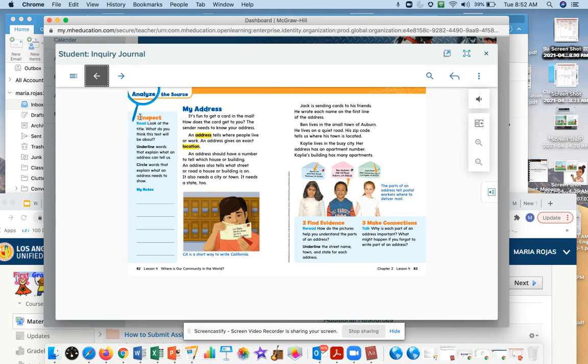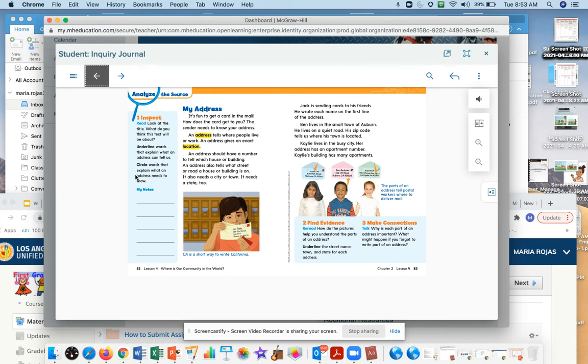Okay, so we're going to go over these three things that we need to use when we are analyzing a text. So we're going to inspect. We're going to read and look at the title. What do you think this text will be about? My address is the title. If you said you think this is going to be about my address, then you're right.